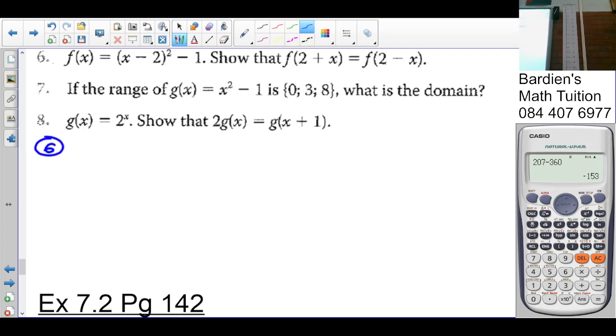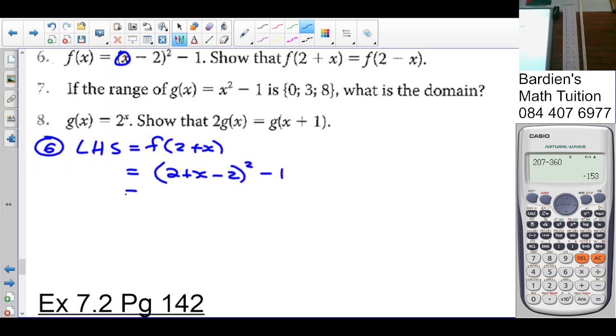Number 6. Welcome. Glad you made it. Show that f of 2 plus x equals f of 2 minus x. So again, left hand side, right hand side. The left hand side is equal to f of 2 plus x. So in x's place, what do I put? 2 plus x. So there goes. Open brackets, 2 plus x minus 2, squared, minus 1. Not so? So let's cancel. Give me x squared minus 1.